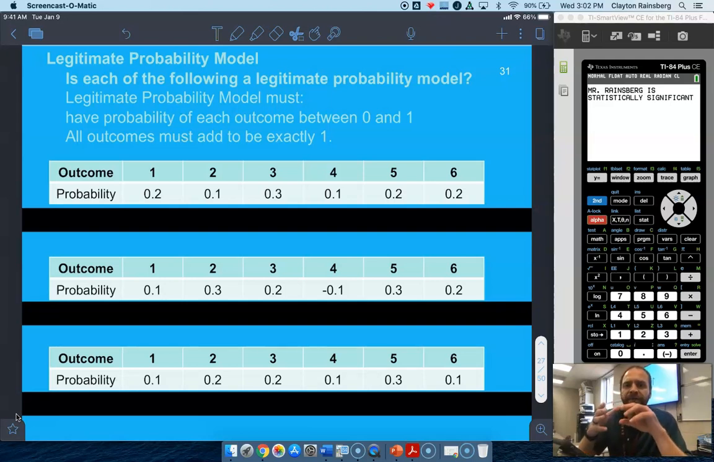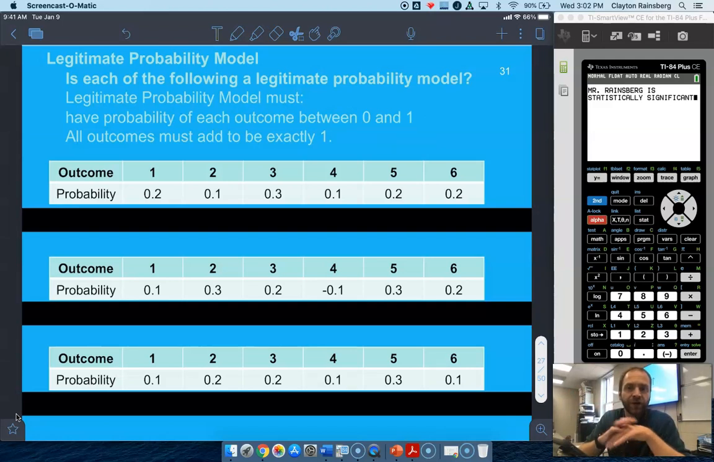So, a legitimate probability model has to have values between 0 and 1. And they must add to 1. It has to be both of those. So in the first case, right here, this table, it's blue. Remember, blue side's not in your notes packet, so now all attention's on me. And so when you're going through this, we first want to check: do they add to 1? So if I do 0.2 plus 0.1 plus 0.3 plus 0.1 plus 0.2 plus 0.2, does it add to 1?